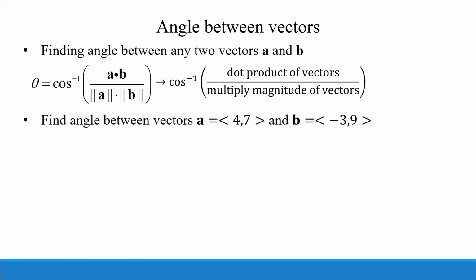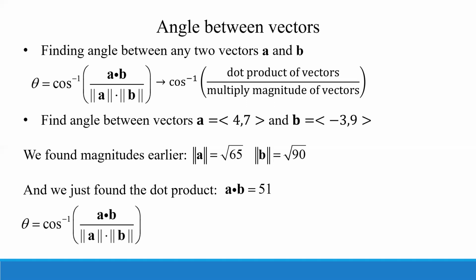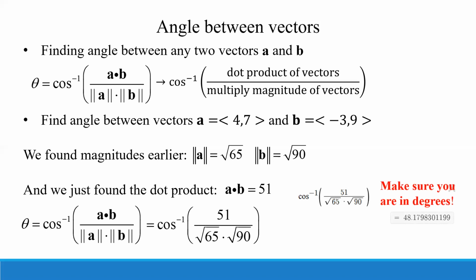Okay, so let's use our same vectors A and B that we've been using. So we already found the magnitudes earlier. So it was root 65 and root 90 for the two magnitudes. And we just found the dot product, A dot B was 51. So now it's just a plug and chug, right? So my theta, we just plug in the dot product on top and the two magnitudes on the bottom. Looks just like that. And again, I'm not doing anything else. I'm letting the calculator do all the work. This is a little copy paste from Desmos I put in. And again, make sure you're in degrees. So your answer is just 48.18 degrees. Done.